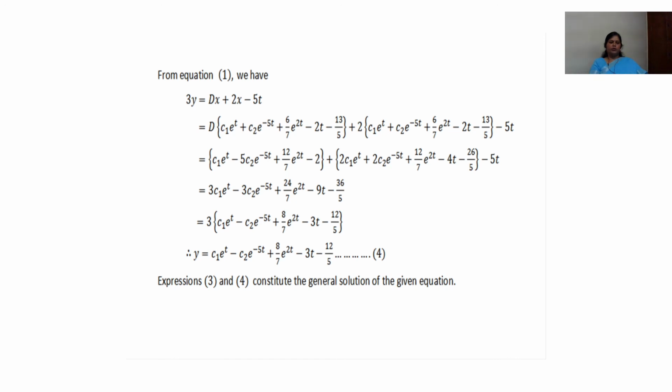If you take 3 on both sides, the 3 will cancel. We will get the y value as c1 e to the power t minus c2 e to the power minus 5t plus 8 by 7 e to the power 2t minus 3t minus 12 by 5. So this is our y value, and we already got the x value. These two values constitute the general solution of the given equations. From this example, I think you can understand how to solve simultaneous equations with one independent variable and two dependent variables. Thank you for watching this video.